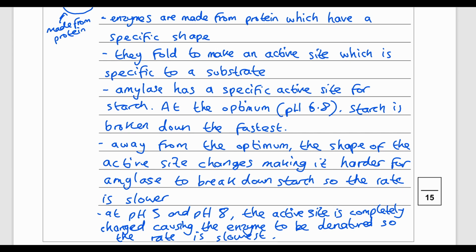So to summarize, we've spoken about what enzymes are made from. We've spoken about how the enzyme actually works. We've then made it specific to the question about amylase and starch. We've then spoken about what happens at the optimum pH, the best pH for the enzyme. And then we've spoken about what happens away from this optimum and how that affects the rate of reaction for amylase.